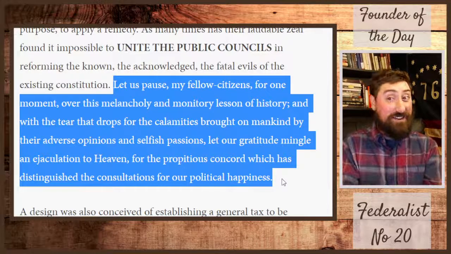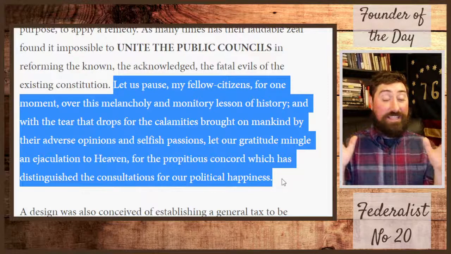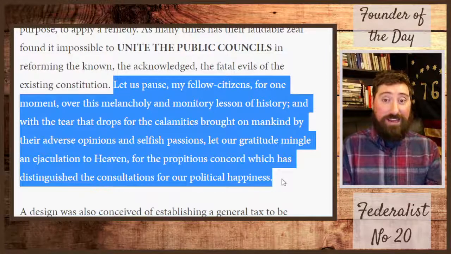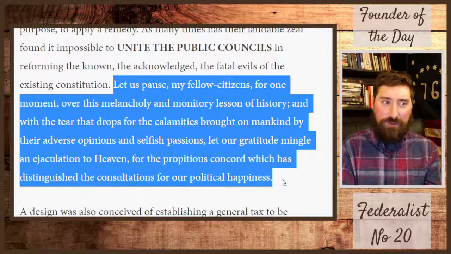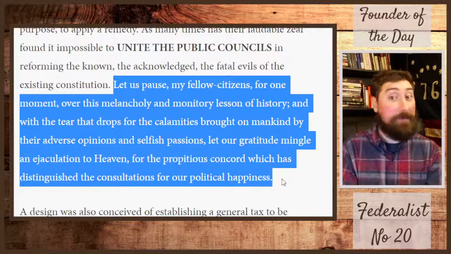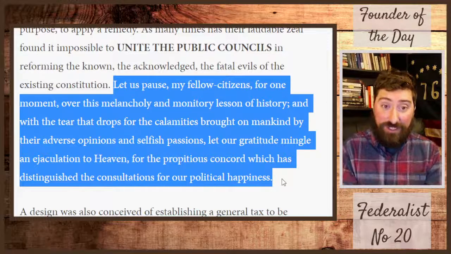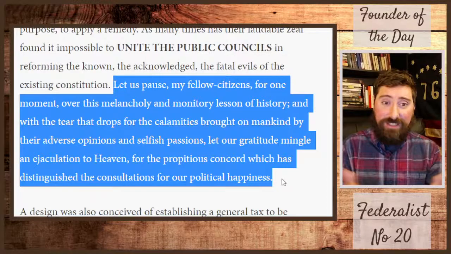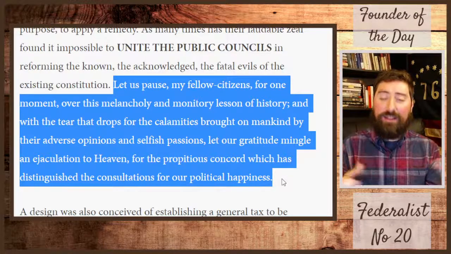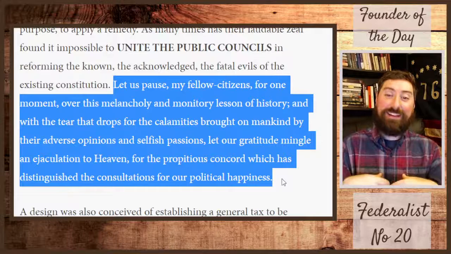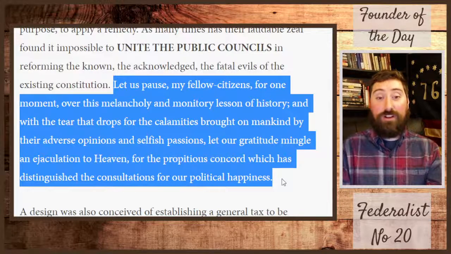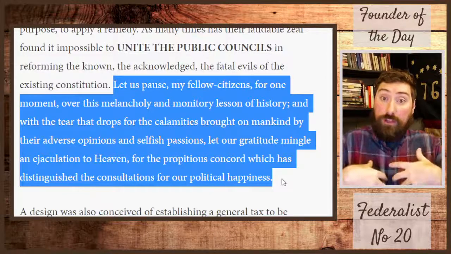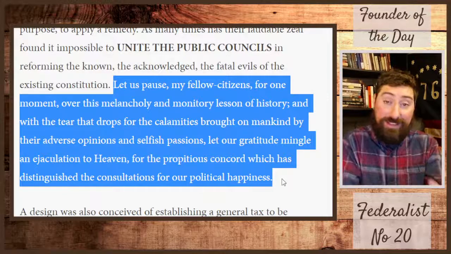Again, what he's saying here is, let's take a breather. He's literally stepping back from his argument and saying, hey, we're looking at all these history lessons over the last few weeks. We're looking at what's happening in contemporary Netherlands and all these selfish passions. Let our gratitude mingle in ejaculation to heaven. Scream to the Lord, thank you for the unification between the states in America.